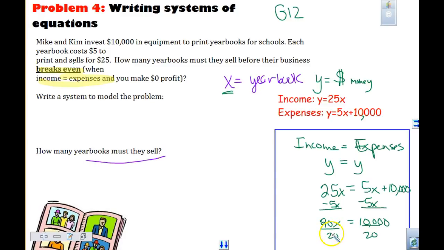No, I just had a question. So on the quiz, are we going to have to say this is a substitution equation? X is going to be equal to? How many? 500 yearbooks. Good?